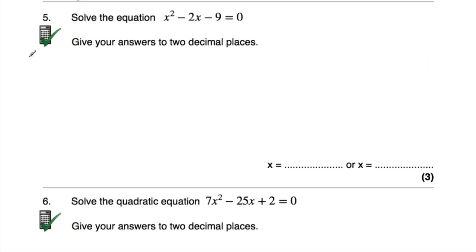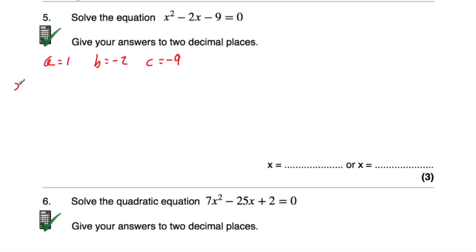Okay, let's have a look at our next question, question number 5. So this time we've been asked to solve the equation x squared minus 2x minus 9 equals 0 and to give our answers to two decimal places. So here a is equal to 1, b is equal to negative 2, and c is equal to negative 9. So we've got our values for a, b, and c. Let's substitute them into the quadratic formula.